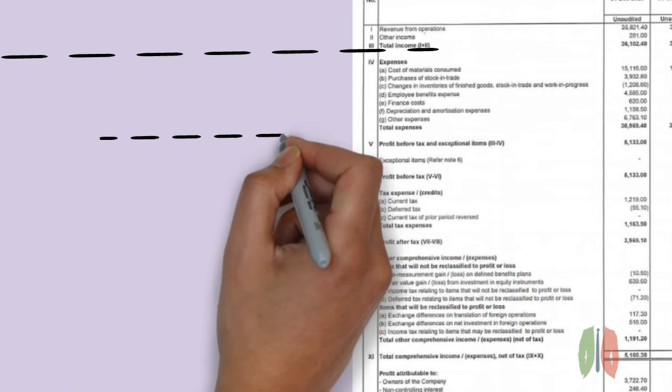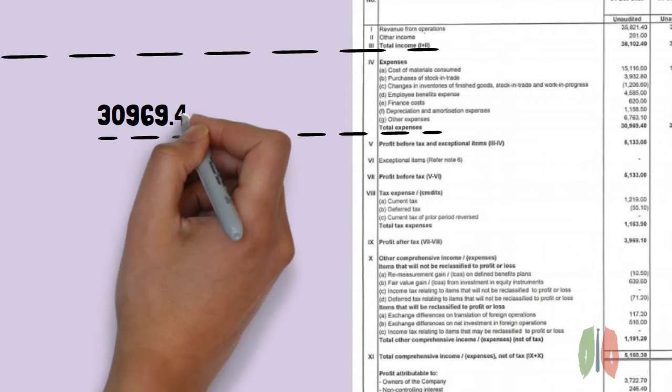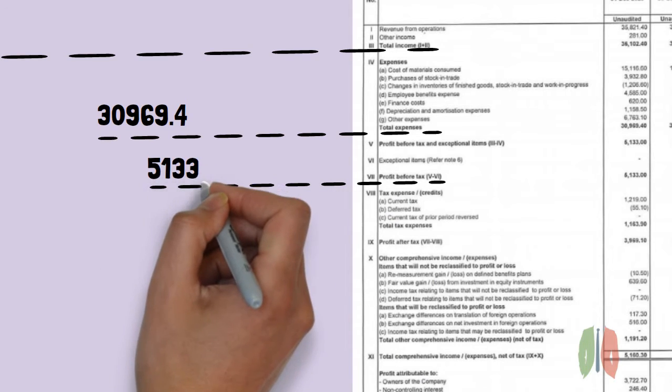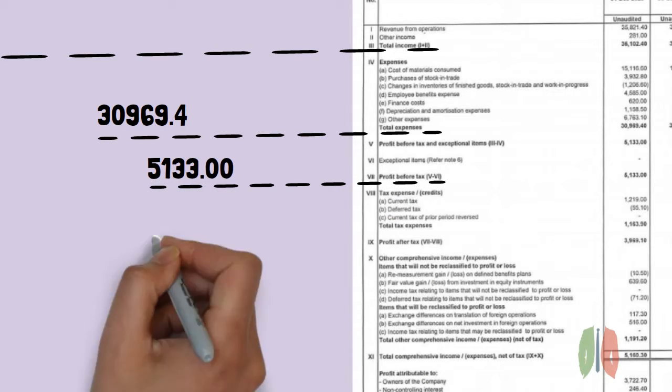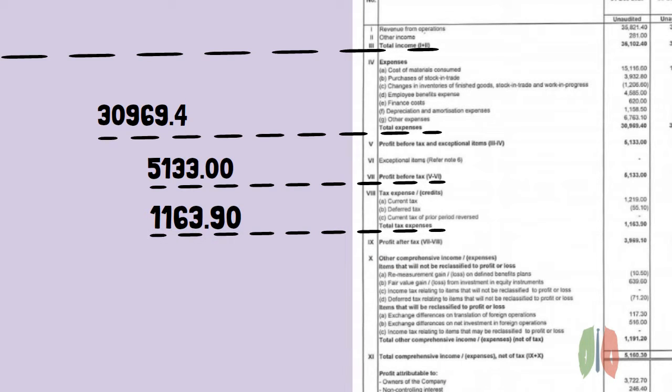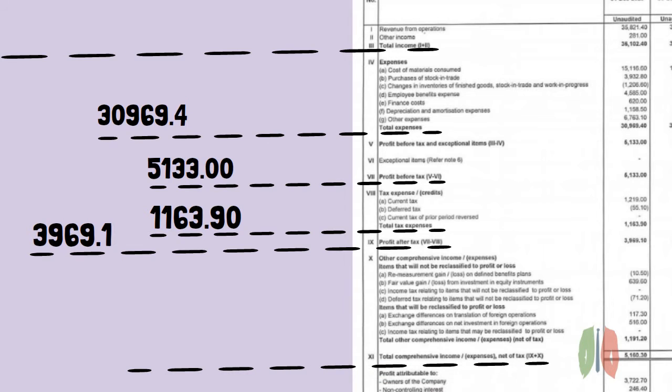So here the total income is 36,102.4, and expenses of 30,969.4, and profit before tax, which is 5,133, total tax expenses of 1,163.9, and the profit after tax, which is 3,969.1. So total other comprehensive income is 5,160.